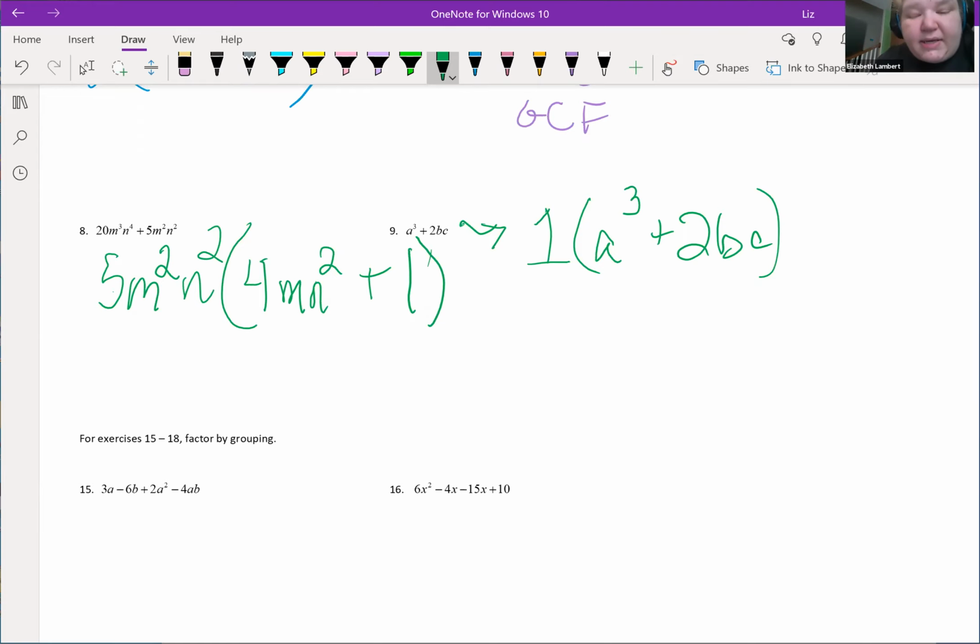Alrighty. Next up, I'll be looking at some factor by grouping, which we are going to use to factor quadratics. I've got a couple methods for you guys to use.